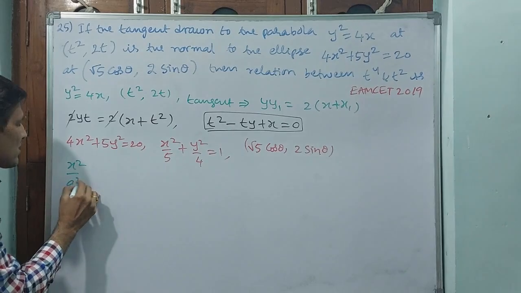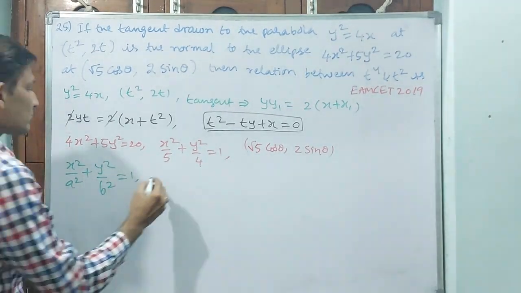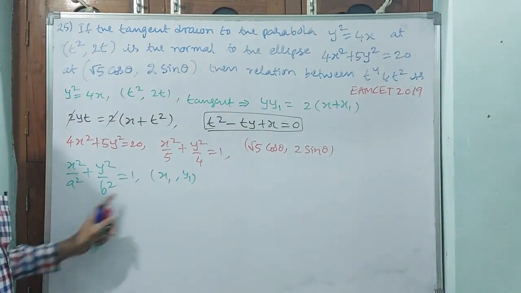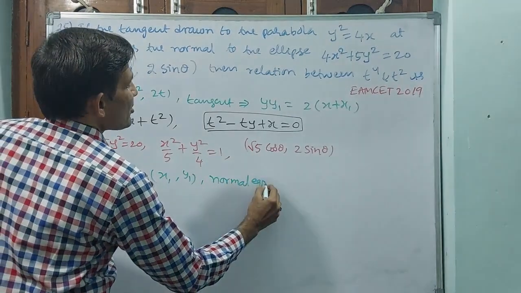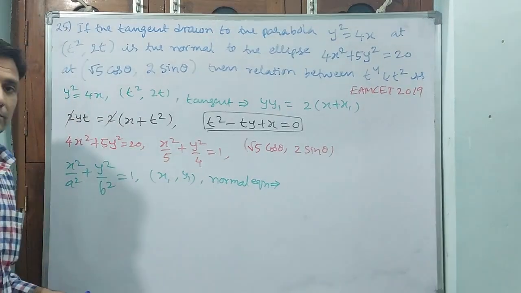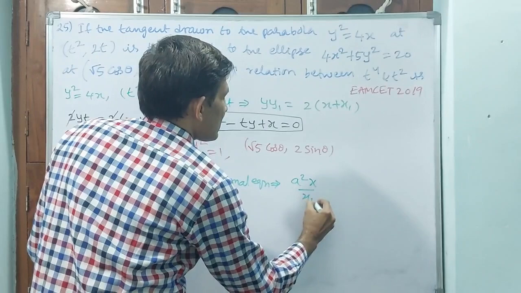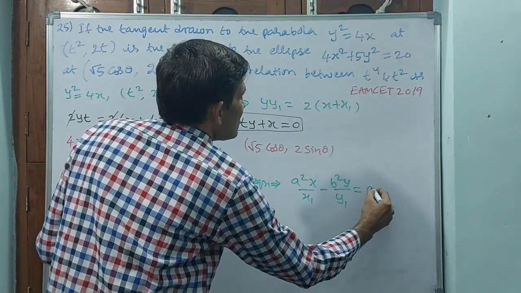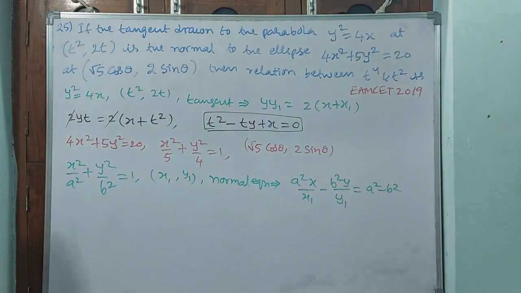See, x square by a square plus y square by b square is equal to 1 is an ellipse, and x1 comma y1 is a point. If such a condition is there, what is the normal equation? The normal equation implies a square x by x1 minus b square y by y1 is equal to a square minus b square.